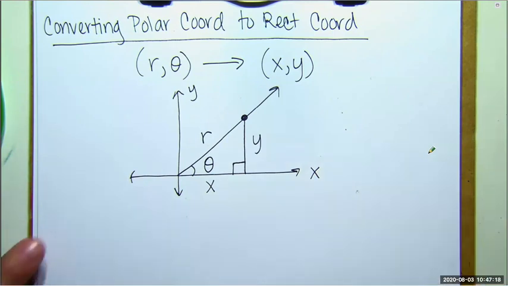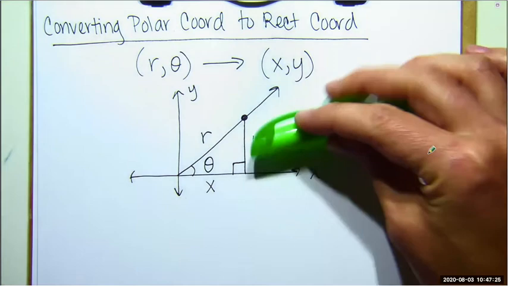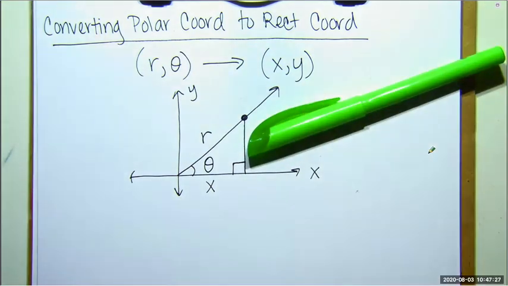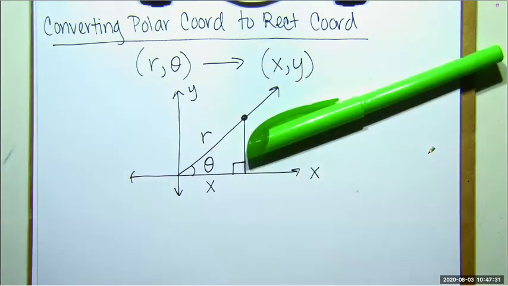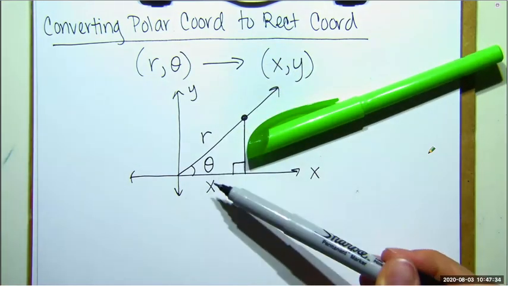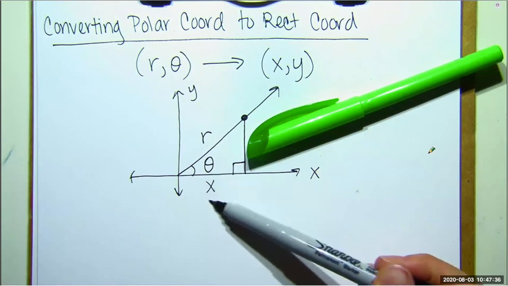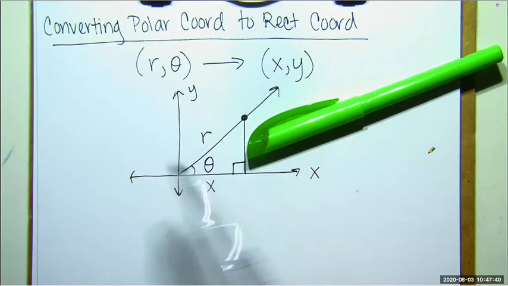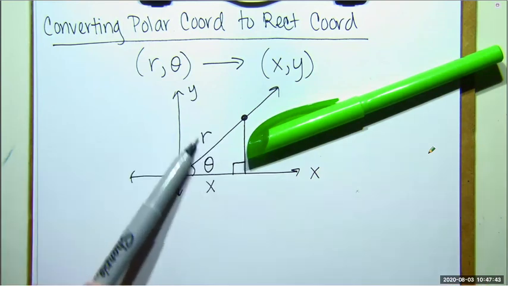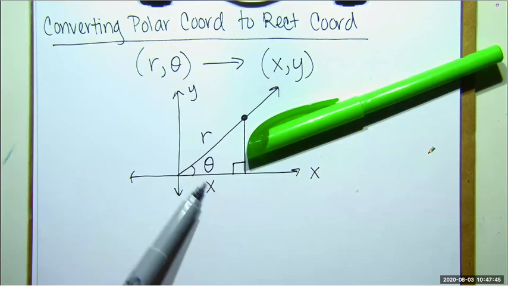Okay, so let's start with x. We want to get a formula that has x equals something in terms of r and theta. So first thing I'm going to do is let's ignore y. So here's what we want. We want x is equal to something in terms of r and theta. So looking at this triangle, here's our reference angle. This side is what? Opposite, adjacent, or hypotenuse? Adjacent. This side is what? Opposite, adjacent, or hypotenuse? Okay, so we have adjacent and hypotenuse. So which trig expression should I use? Sine, cosine, or tangent? Cosine.